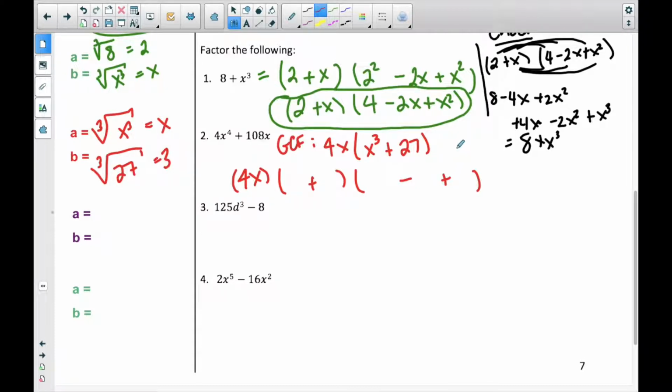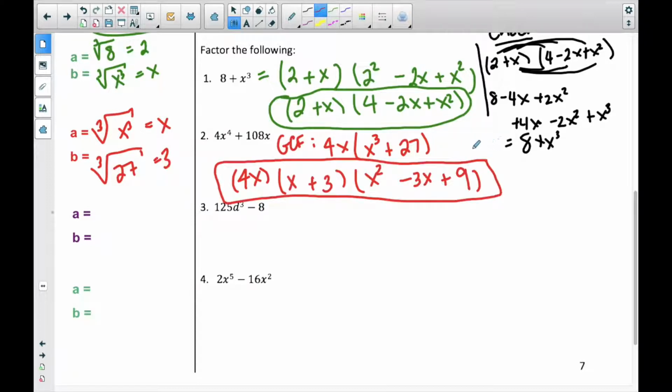Why don't you pause it here and see if you can fill in those blanks. All right, when you factor it out, x plus 3, that's your a plus b, and then x squared minus 3x plus 9, that's your a squared, b squared, and ab in the middle. Same, opposite, sum. Also remember, 4x is part of your answer. Don't drop off that 4x. You need that in there.